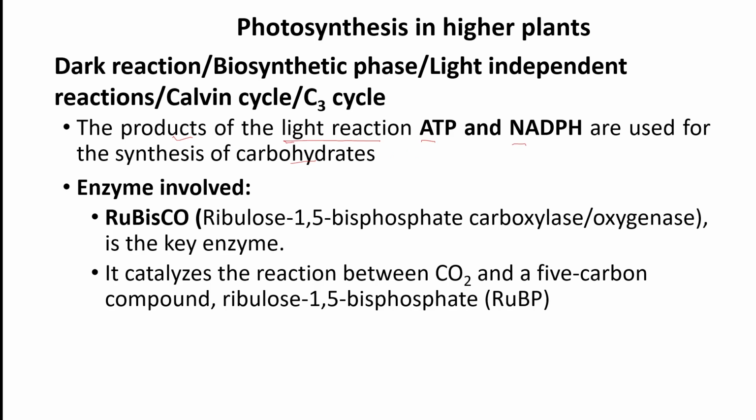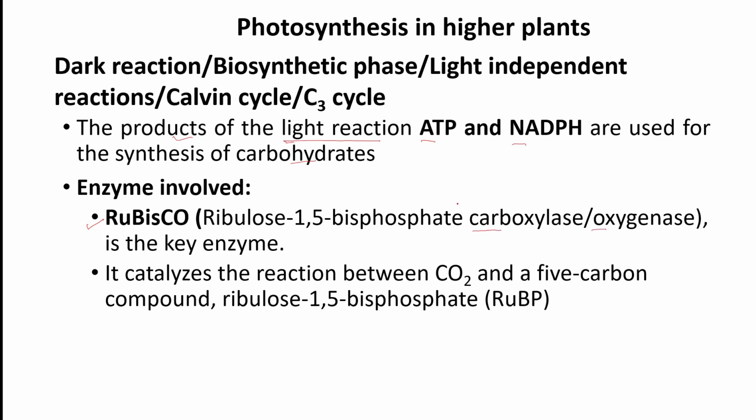Now another point here to remember is the enzyme involved. This is the most important point. The enzyme involved in C3 cycle is rubisco. Okay, rubisco, the full form is ribulose 1,5-bisphosphate carboxylase oxygenase. Okay, this is the key enzyme involved in the Calvin cycle or C3 cycle. So it has two activities. Rubisco enzyme has two activities. First is the carboxylase, second one is the oxygenase.